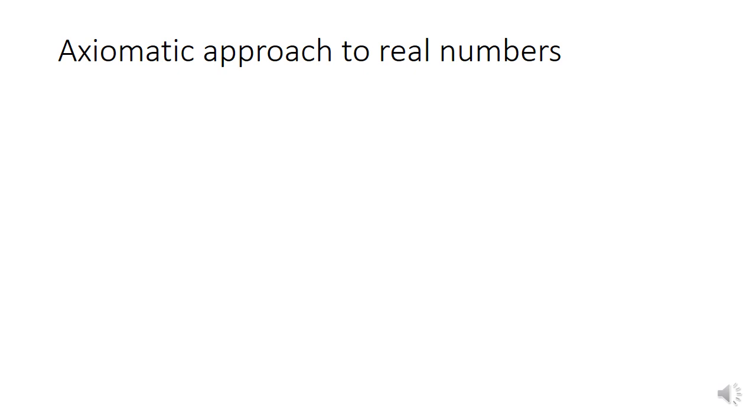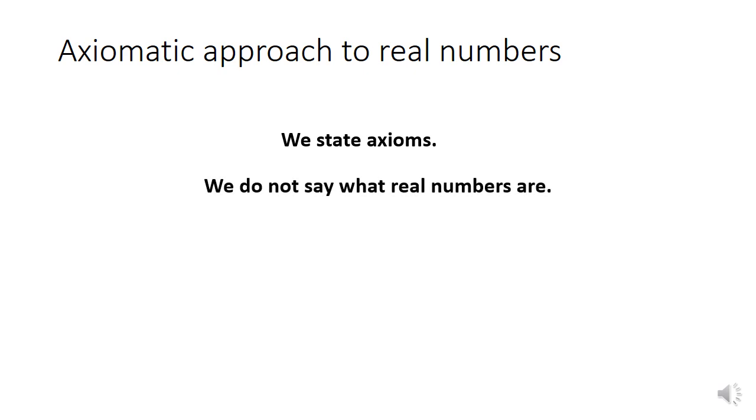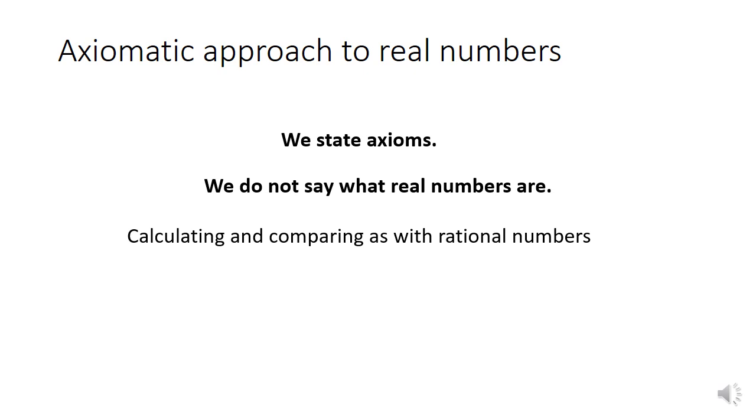As is usual in calculus courses, we will take an axiomatic approach to introducing the system of real numbers. That is, we will state axioms that real numbers satisfy, but we will not say what real numbers are. First of all, we want to calculate with real numbers and compare them as we are accustomed to doing with the naive rational numbers that we learned about at school. We formulate this in the field axioms and the order axioms.